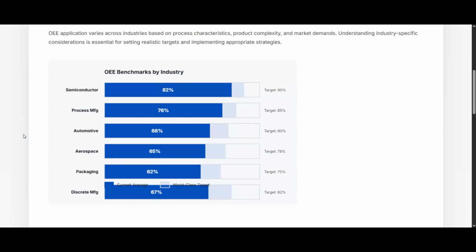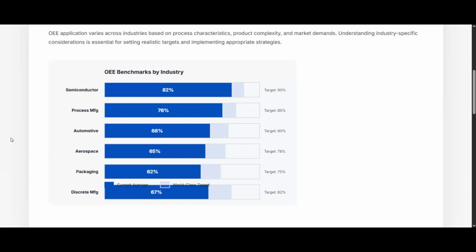The key takeaway here is that context matters. A world-class OEE for one industry might be just average for another. So when you're setting goals, always compare your numbers to realistic industry benchmarks, not some universal magic number.